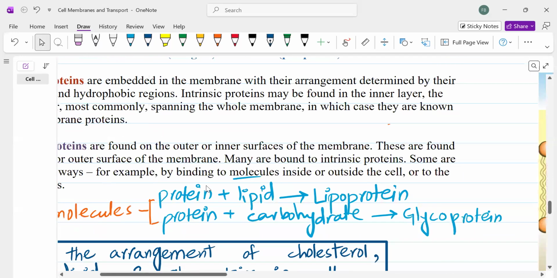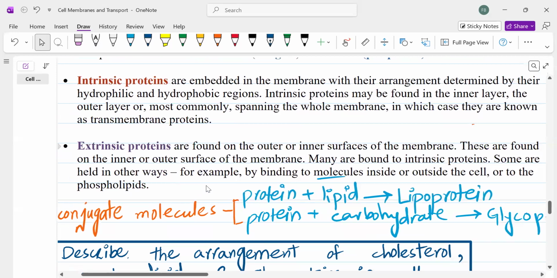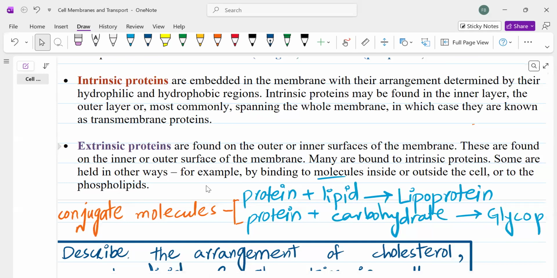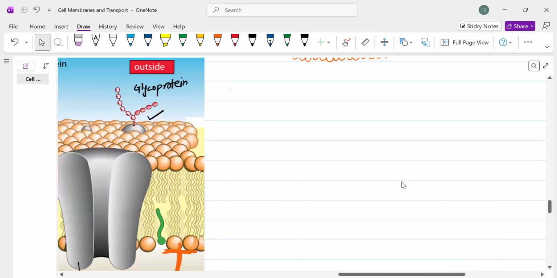So these are the conjugate molecules which may be present. Extrinsic proteins may be present along with some of the lipids. Sometimes such proteins can attach to the lipids or sometimes to the carbohydrates. Getting my point? If there is an arrangement of protein with lipid, then it will be known as lipoprotein. If you have protein and carbohydrate, then it will be... wait a minute, I am writing over here.